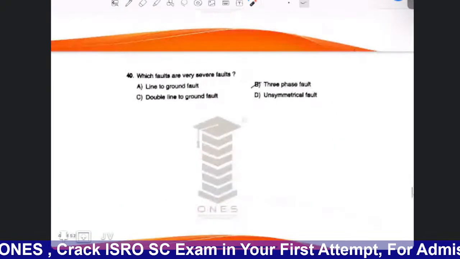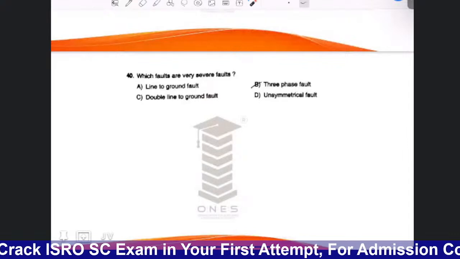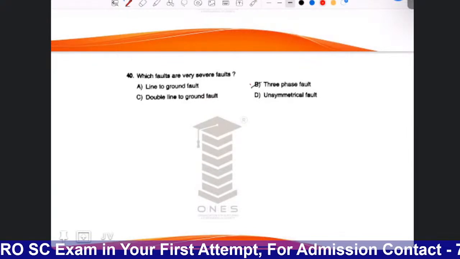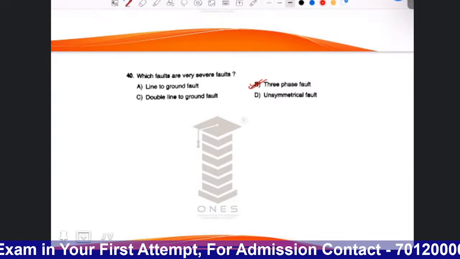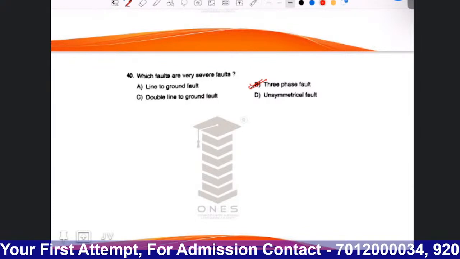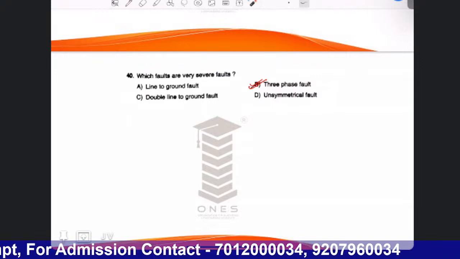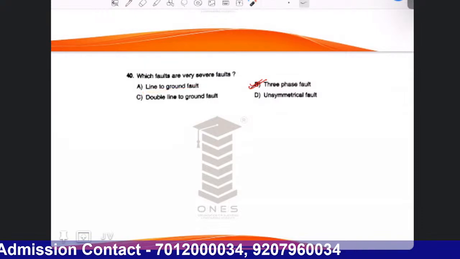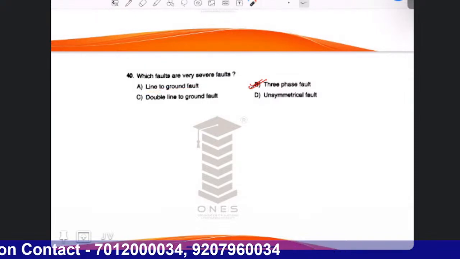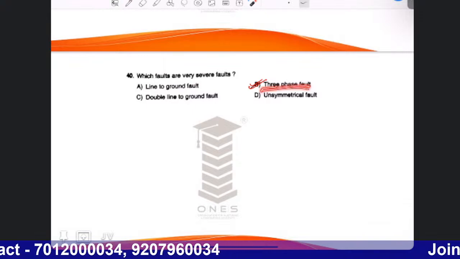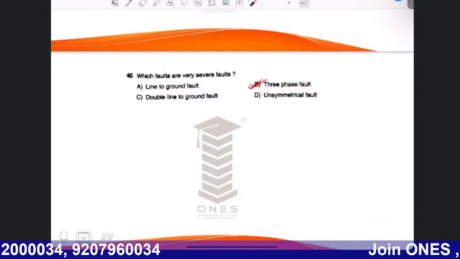Question number 40. Which fault is the most severe fault? It is the three-phase fault. Three-phase fault is the most severe fault. The most common fault is the line to ground fault, the LG fault. And the most severe fault is the three-phase fault.